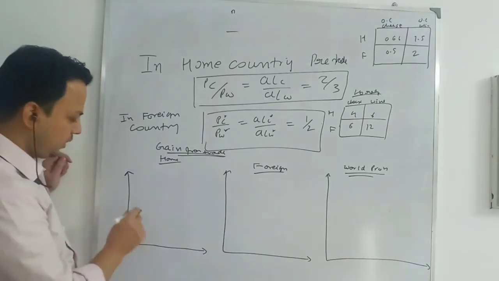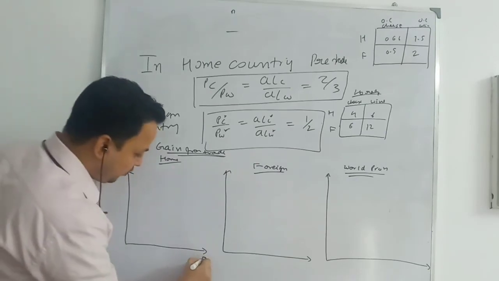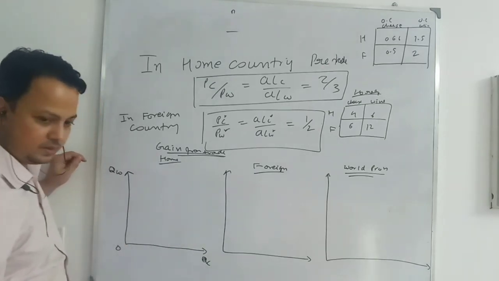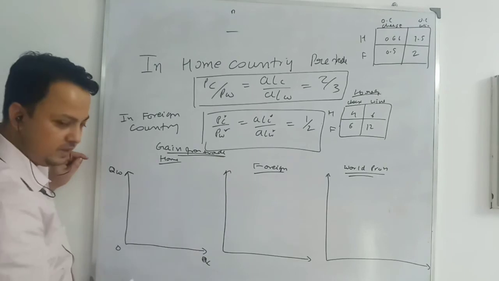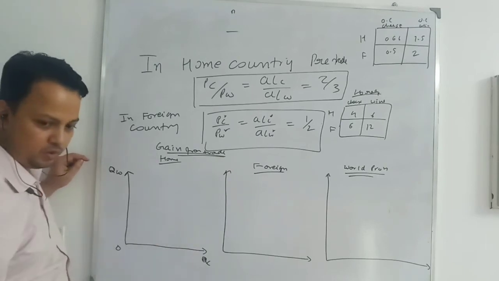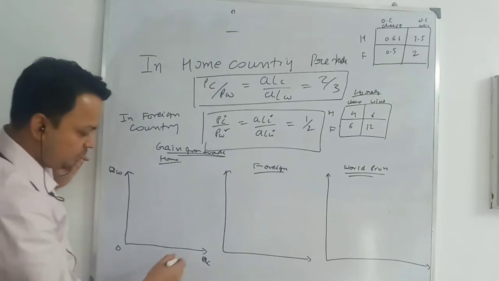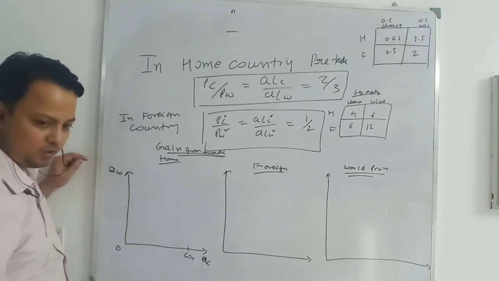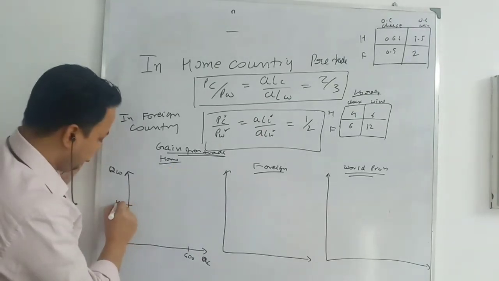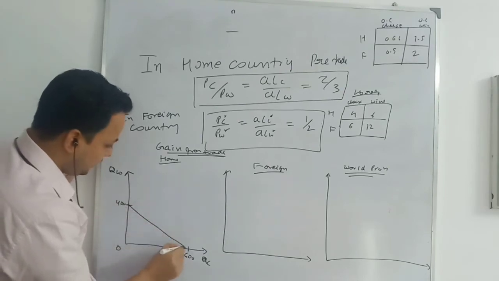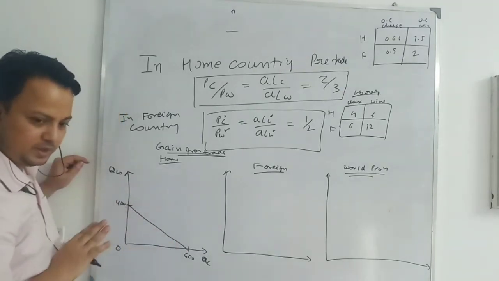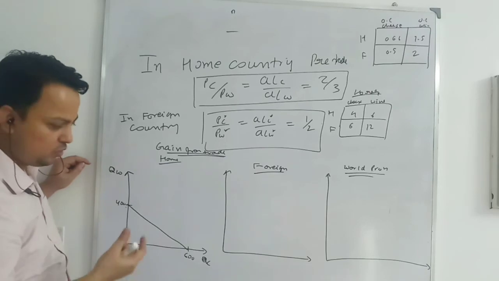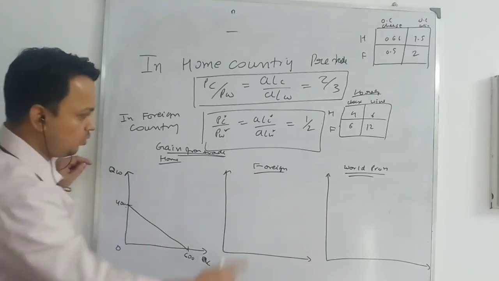Now, look at the home country. Here you have quantity of cheese, here you have quantity of wine. How much cheese can the home country produce if it devotes the entire resource, entire neighbor? 600. And if it devotes the entire neighbor to wine, the maximum wine it can produce is 400. So this is the production opportunity frontier for the home country. Before trade, the native price must be equal to the opportunity cost of producing, because both countries will consume both goods. Now look at the foreign country.